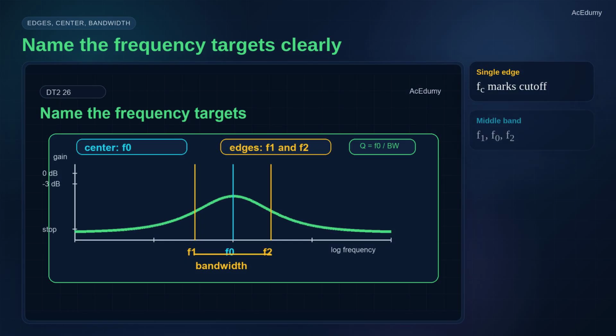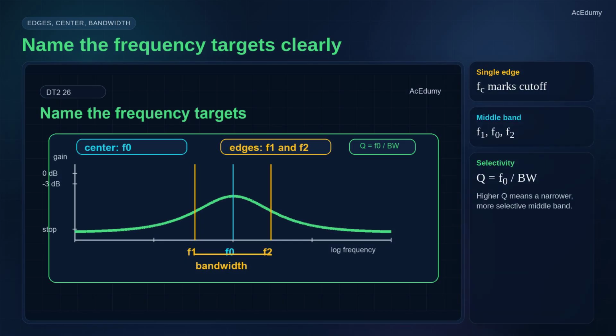The frequency targets come next. For a simple edge, name the cutoff frequency. For a middle band filter, name the lower edge, upper edge, center frequency, bandwidth, and Q. Keep the units consistent: hertz for measurement, angular frequency for formulas, and log frequency for both plots.